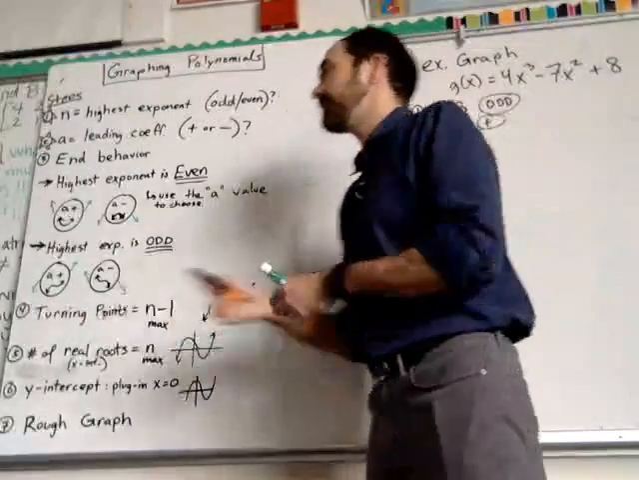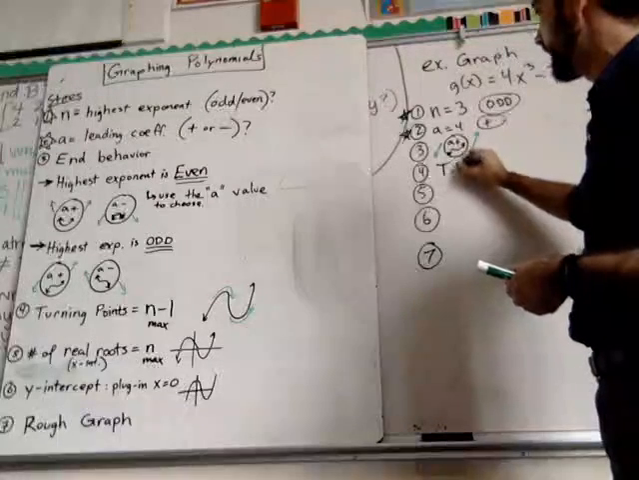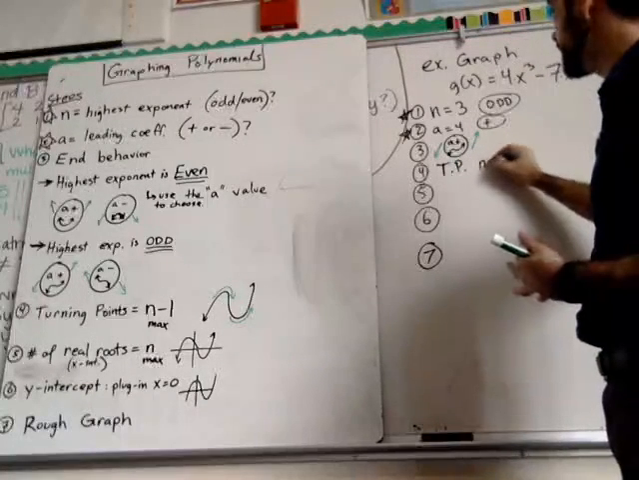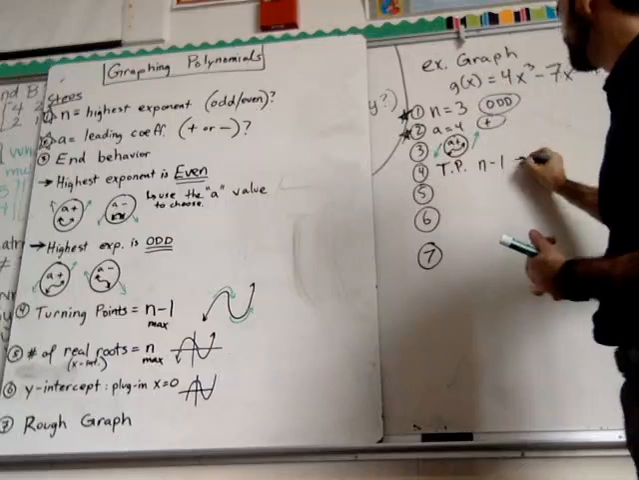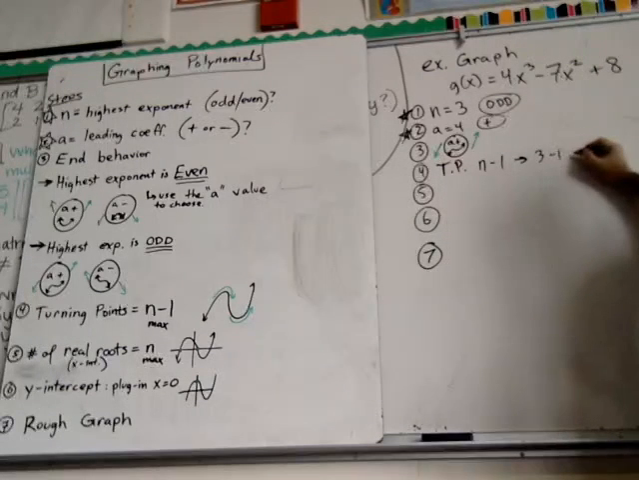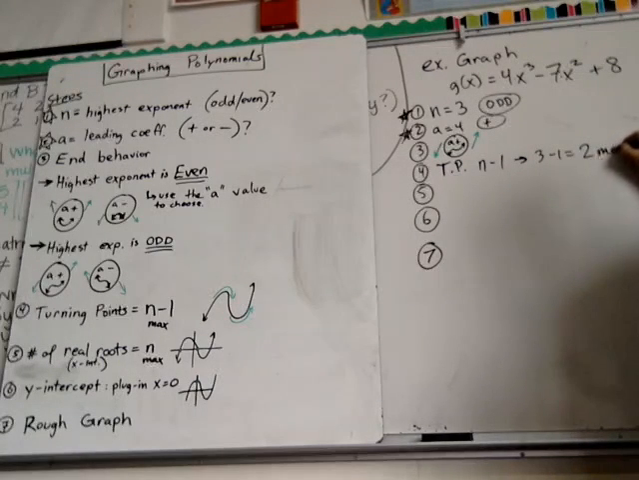How do we find the turning points? I want you to go ahead and label it TP. Turning points. It's n minus 1. So what does that end up being? 3 minus 1. We'll say 2 max.